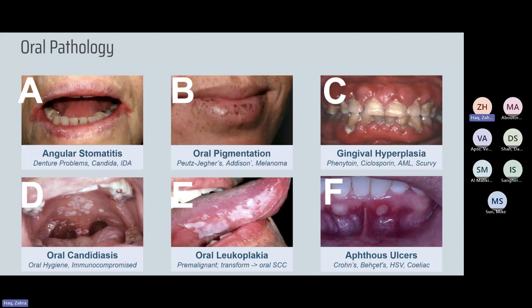And F is aphthous ulcers. This is synonymous in exam questions with Crohn's disease. So I want you guys to remember that aphthous ulcers, I would think Crohn's disease. However, it also is present in Behçet's as well, which is a rheumatological disease. Herpes zoster and celiac disease can also cause ulcers in the mouth as well.